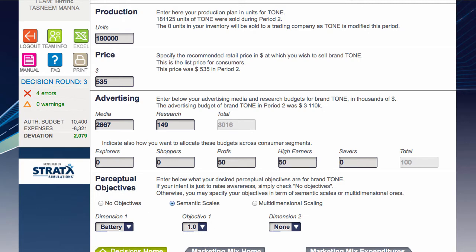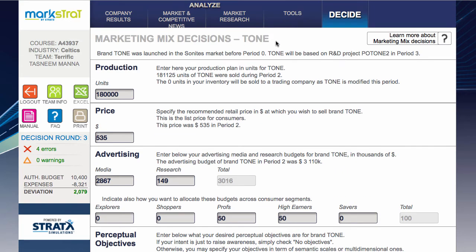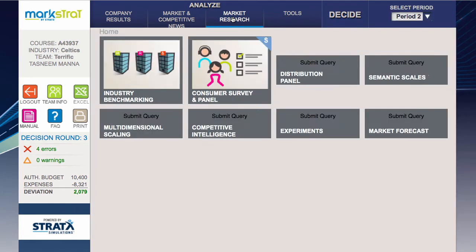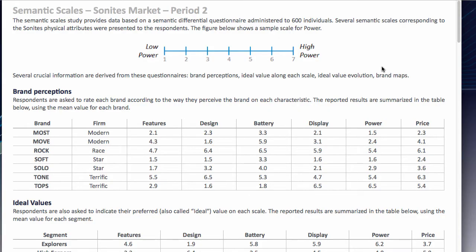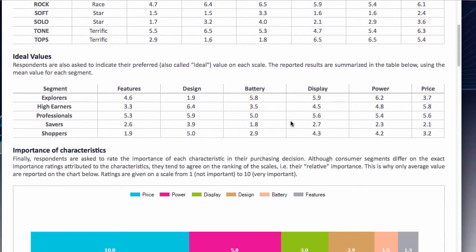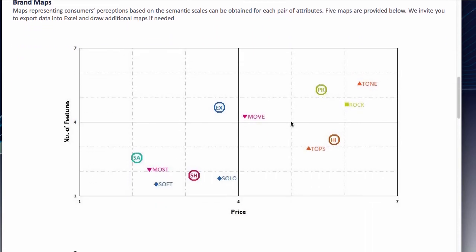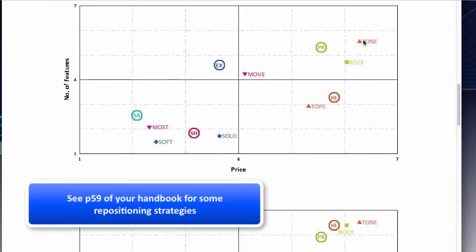So first thing to think about is what we actually want to do. So let's say that for tone, we're going to focus on the professionals next period. So if I go to the semantic scales and just take a look at tone, a little bit higher on price than professionals would like. So we could address that by dropping the price. We could also at the same time address that by advertising about our new lower price, and that will help that price have a greater effect.